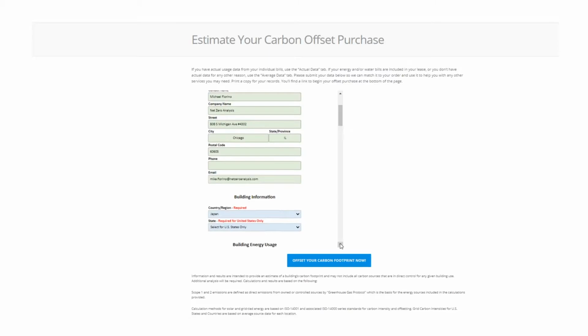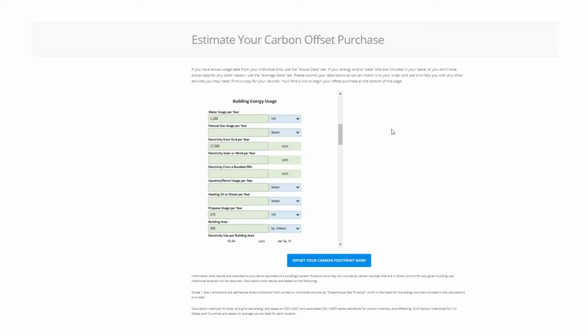I've added some general contact information and selected Japan as the data source location. If I had selected United States as the source country, a state selection would also be required. For building energy usage and in general, we'll be entering our data in the green cells and using the blue drop-down menus for selections.